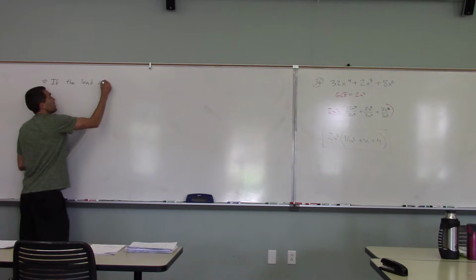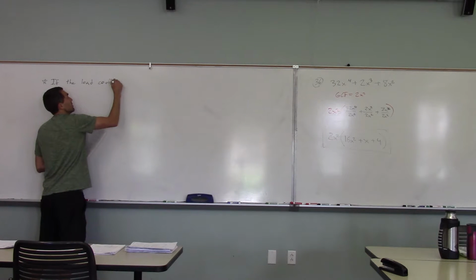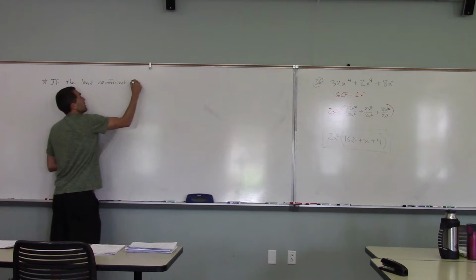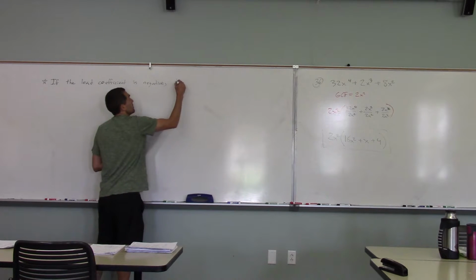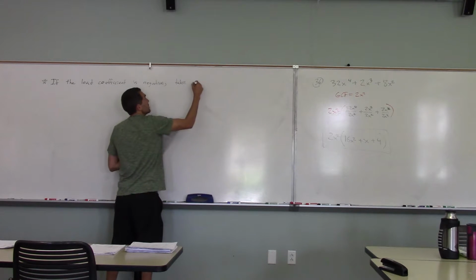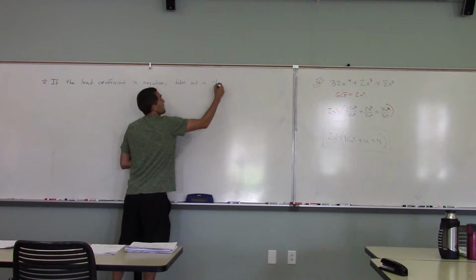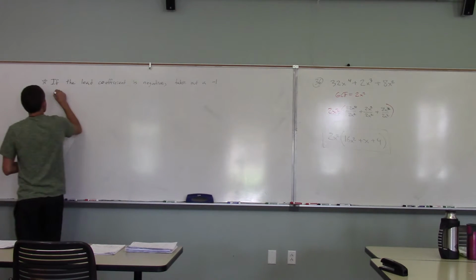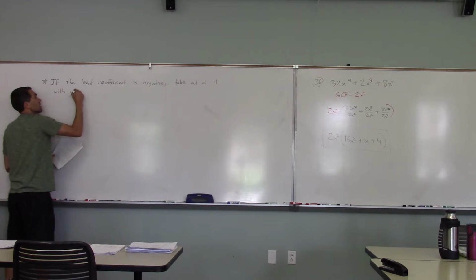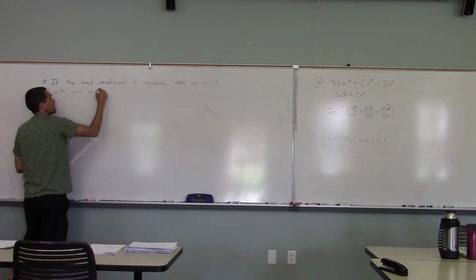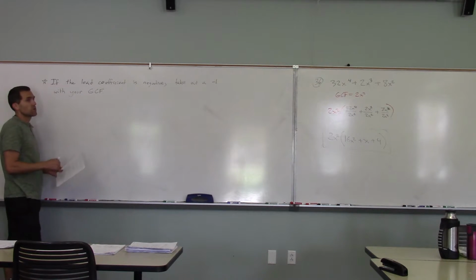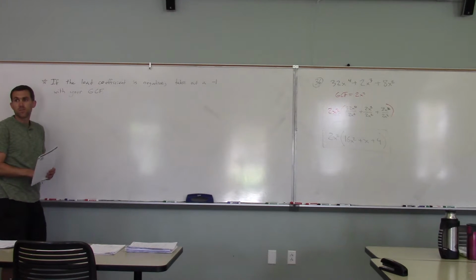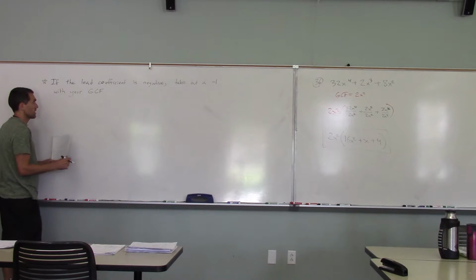So if the lead coefficient is negative, take out a -1 with your GCF. What does coefficient mean? Coefficient is the number next to the lead term. Okay, so we'll do an example real quick of this.